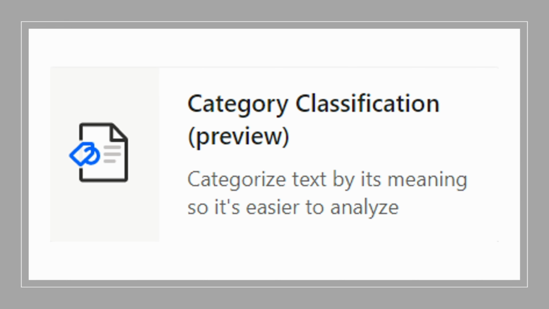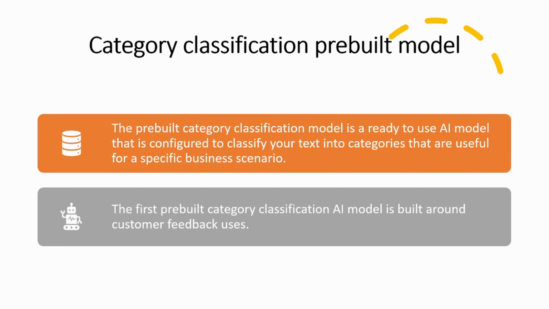Now, let's talk about our next AI Builder model, which is the category classification AI Builder model. At this moment, specifically for AI Builder, we have two types of category classification model available. One is a custom model and the second one is a pre-built model. Here we are going to talk about the pre-built model, which is already built, trained and published. And the custom model is prepared based on our custom needs and custom business requirements.